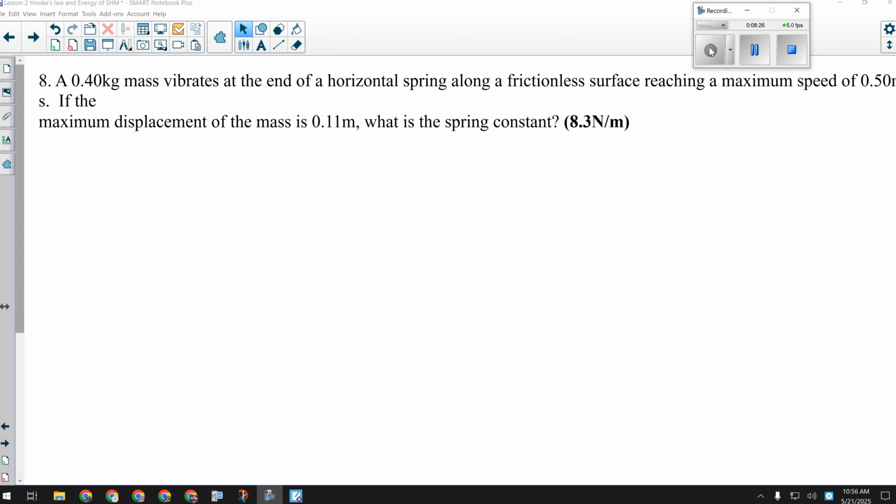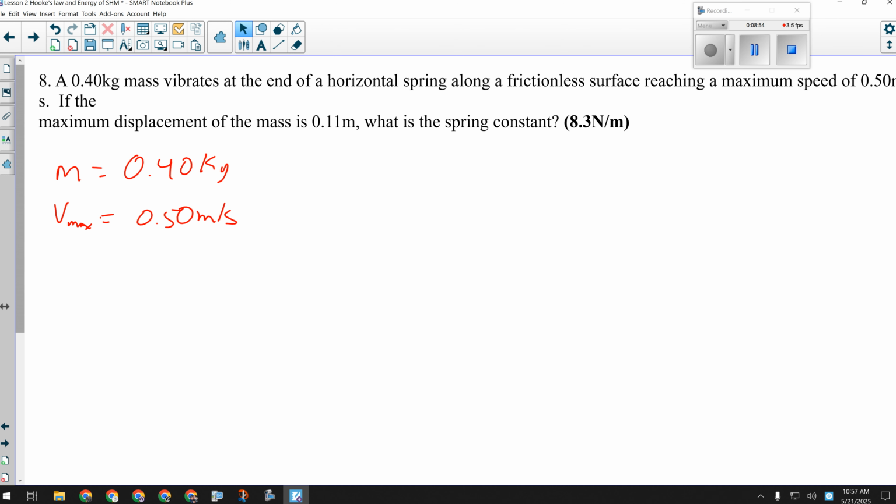All right, so we'll have a look at 8 here first, guys. In this question, we are given the mass, so we know that the mass is 0.40 kilograms, okay? And it's on the end of a horizontal spring on a frictionless surface, so isolated system here, reaching a maximum speed of 0.50 meters per second. I'm just going to write that that's actually the maximum as part of my givens here.